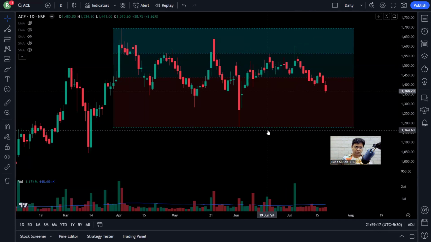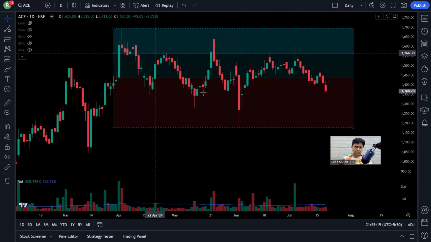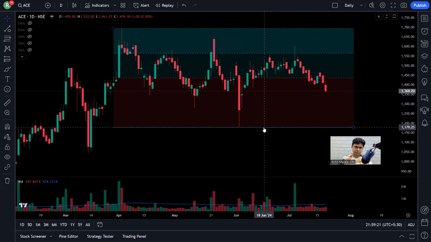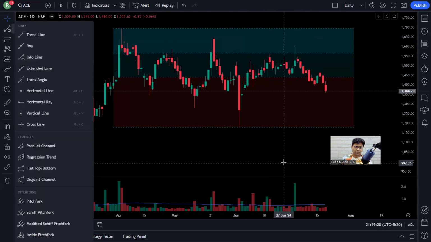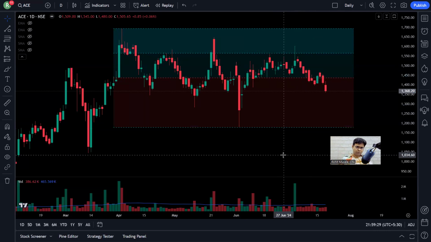Okay. So I hope this video was helpful. Two things to note here: how to draw the base properly and how to measure the height of the base. You can use this info line tool here. So measuring the height of the base is important because it tells you whether you are looking at a strong base or a weak base. Okay. The higher the quality of the base, the longer you should hold on to the stock. The lower the quality of the base, the less amount of time the stock should be in your portfolio.